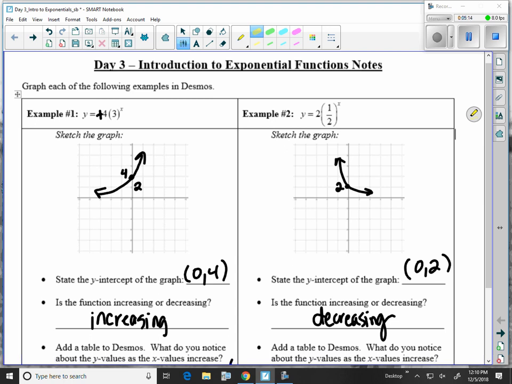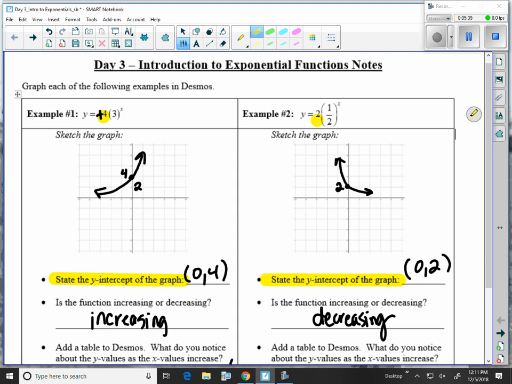Hint: it has something to do with the y-intercept. The y-intercept is what? Look at that. Do you see it? So this has a y-intercept of 4. This has a y-intercept of 2. What else do we call a y-intercept?